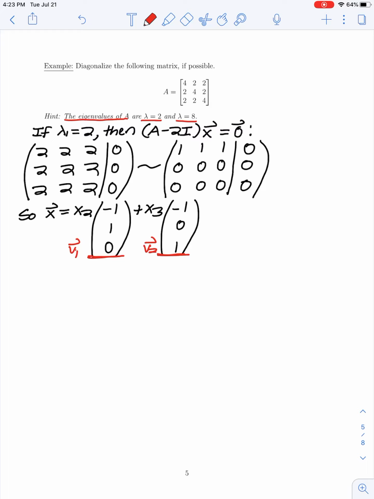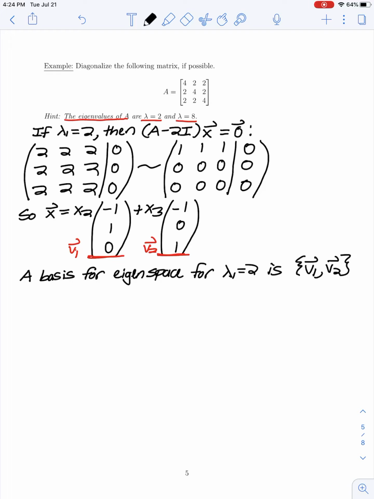We can see from inspection that v1 and v2 are linearly independent since they are not scalar multiples of one another. So we can say a basis for the eigenspace for the eigenvalue 2 is the set of these 2 vectors, v1 and v2. They are linearly independent and span the eigenspace, the set of all eigenvectors.